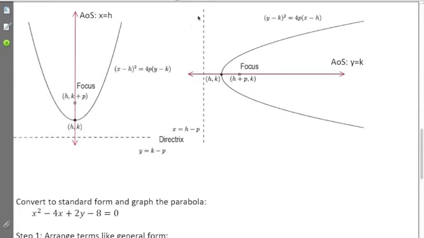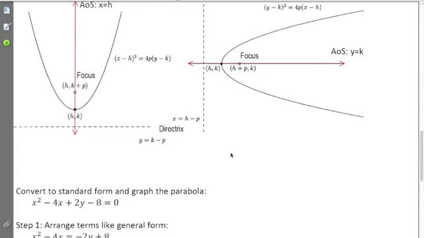Note the difference in the directrix. This is a vertical line. A vertical line always takes the form x equals a number. Over here, you have a horizontal line. The directrix takes the shape of y equals a value. A horizontal line like this always takes the form y equals a number.